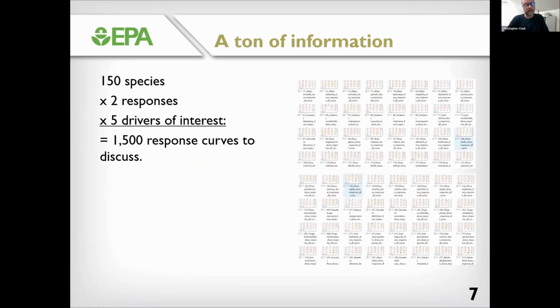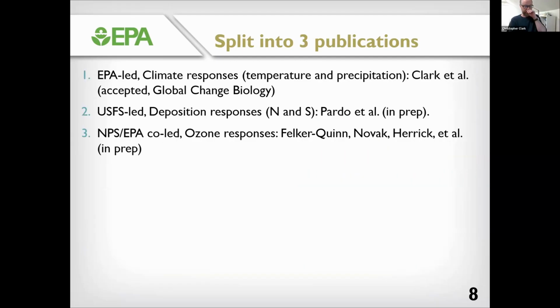This is a screenshot of a folder on my hard drive. It just shows that there's a lot of files here and a lot of information. So we're talking about 150 species, 2 responses, and 5 drivers of interest. It's about 1,500 curves. So how do you describe that? How do you synthesize that? How do you get that information out?